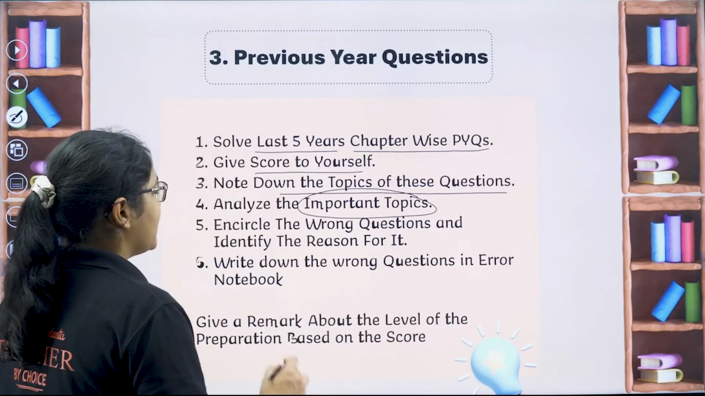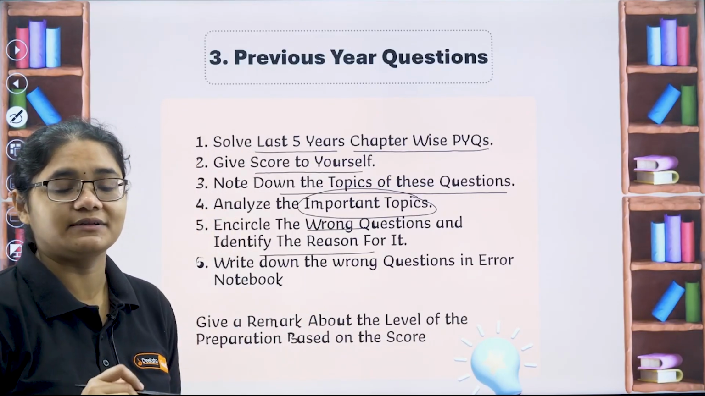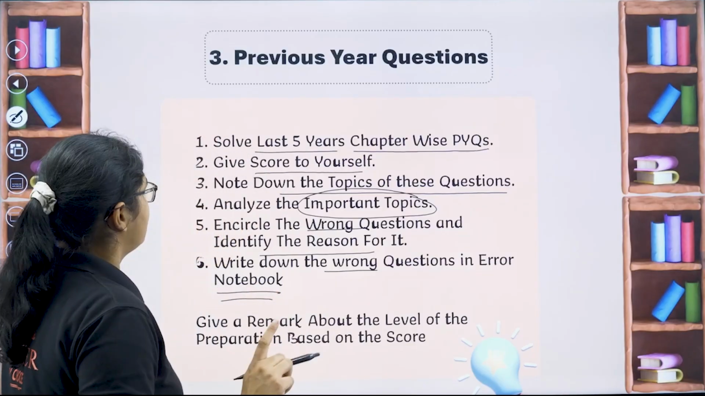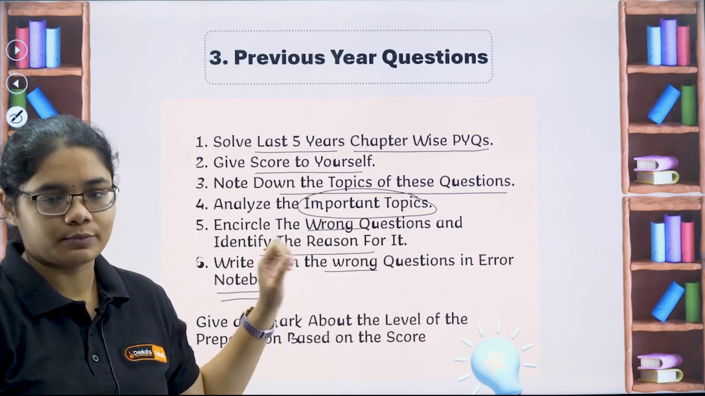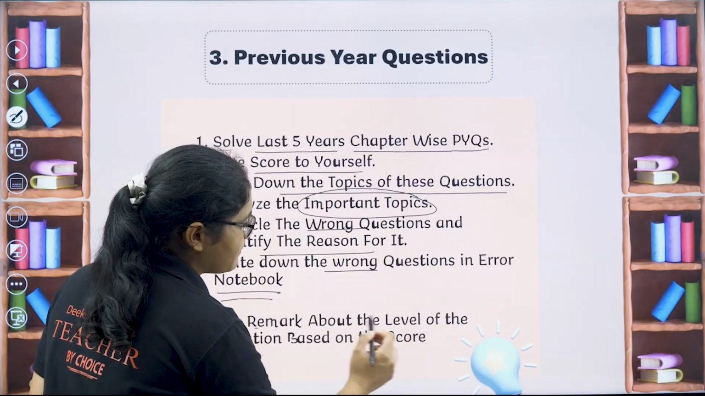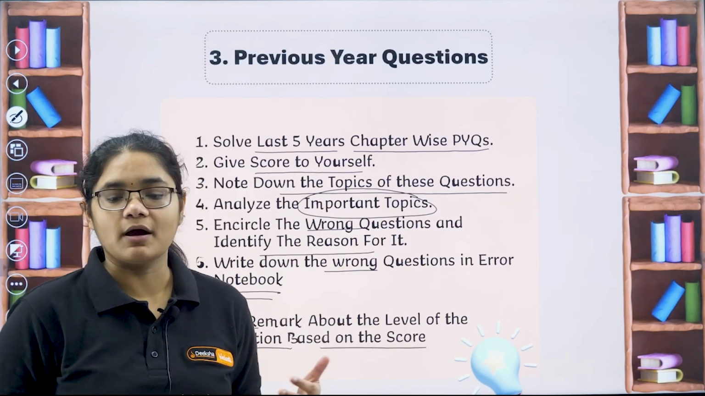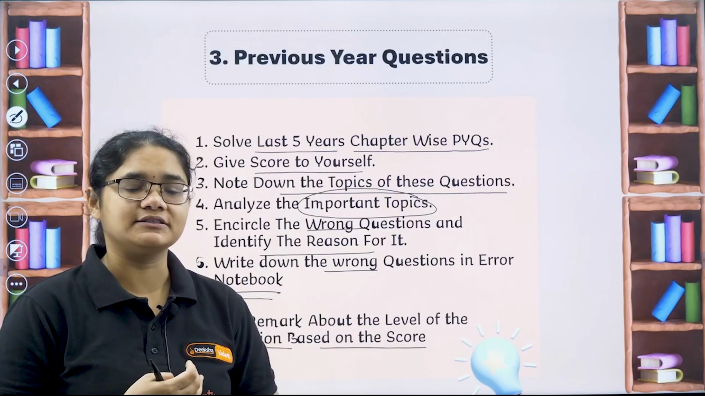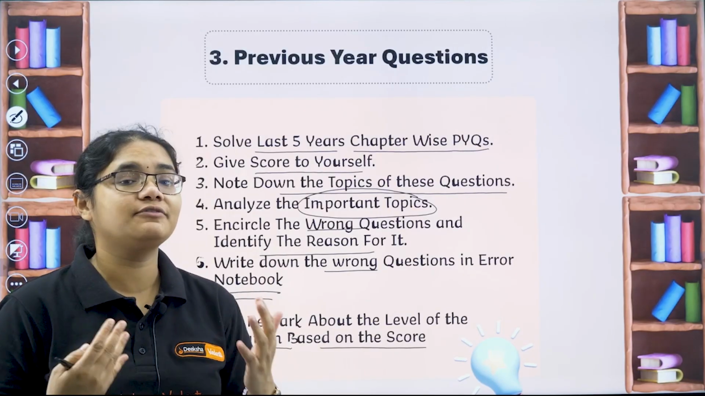Okay, next, encircle the wrong questions and identify the reason for it. Why did you get it wrong? What was the mistake? You should analyze it and write down the wrong questions in the same error notebook. Next, give a remark about your level of preparation based on the scores. How much are you scoring? Based on that you have to say whether this chapter is a strong chapter, weak chapter or moderate chapter. So you have to give yourself a rating there.